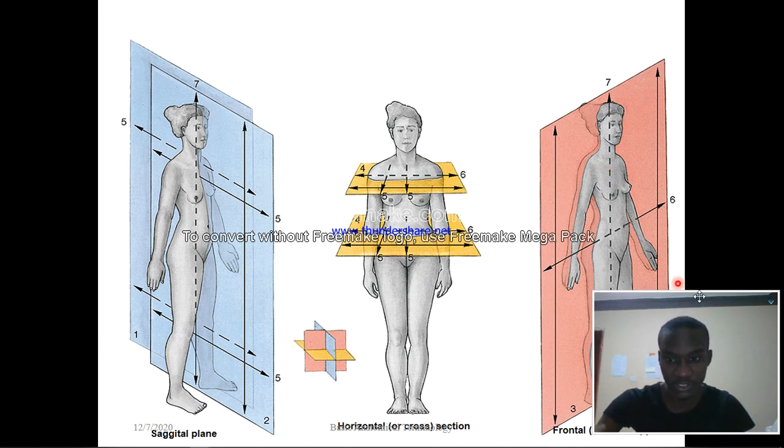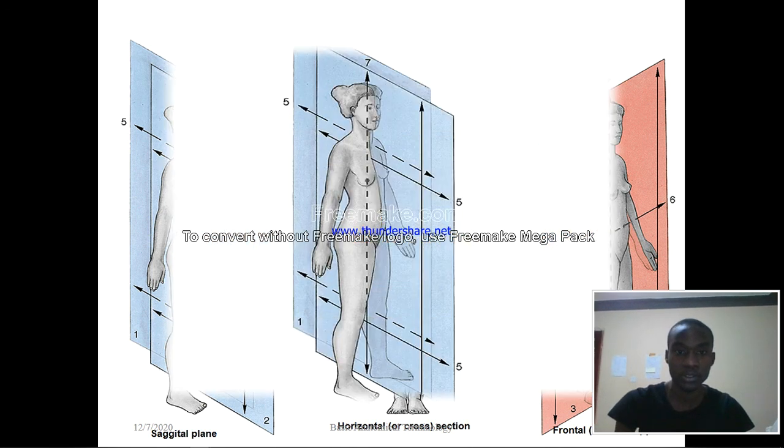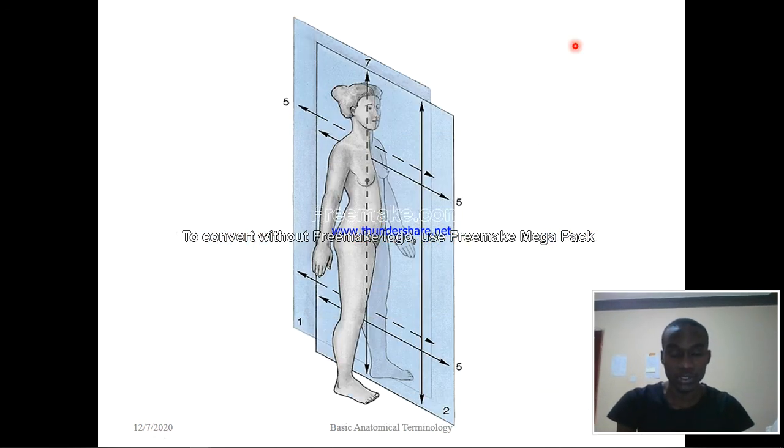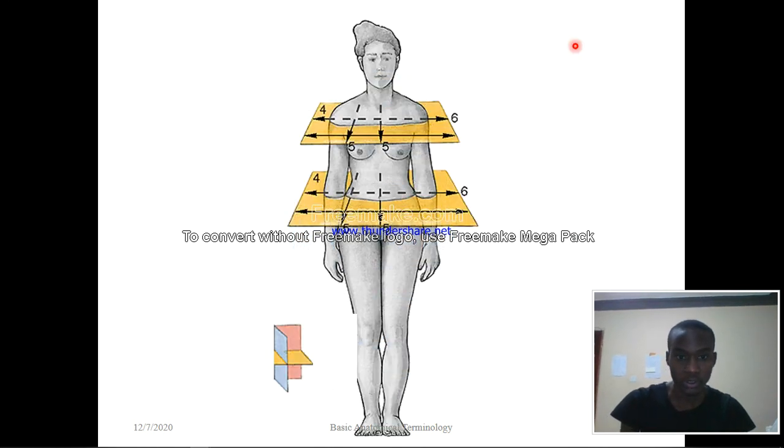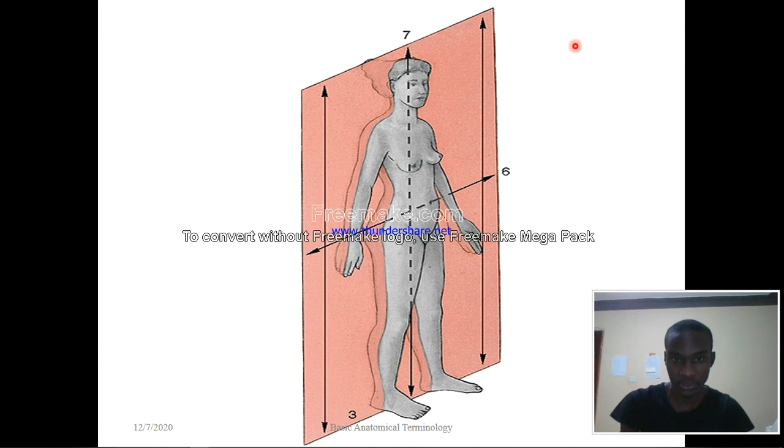Then we have other planes here. This is still the frontal here, and these are sectional planes or horizontal planes, and then this is the mid-sagittal plane and the sagittal plane. That is still the sagittal plane, and then that is still the cross-sectional plane at the horizontal part. Then this is the frontal plane. Those are the depictions of body planes.